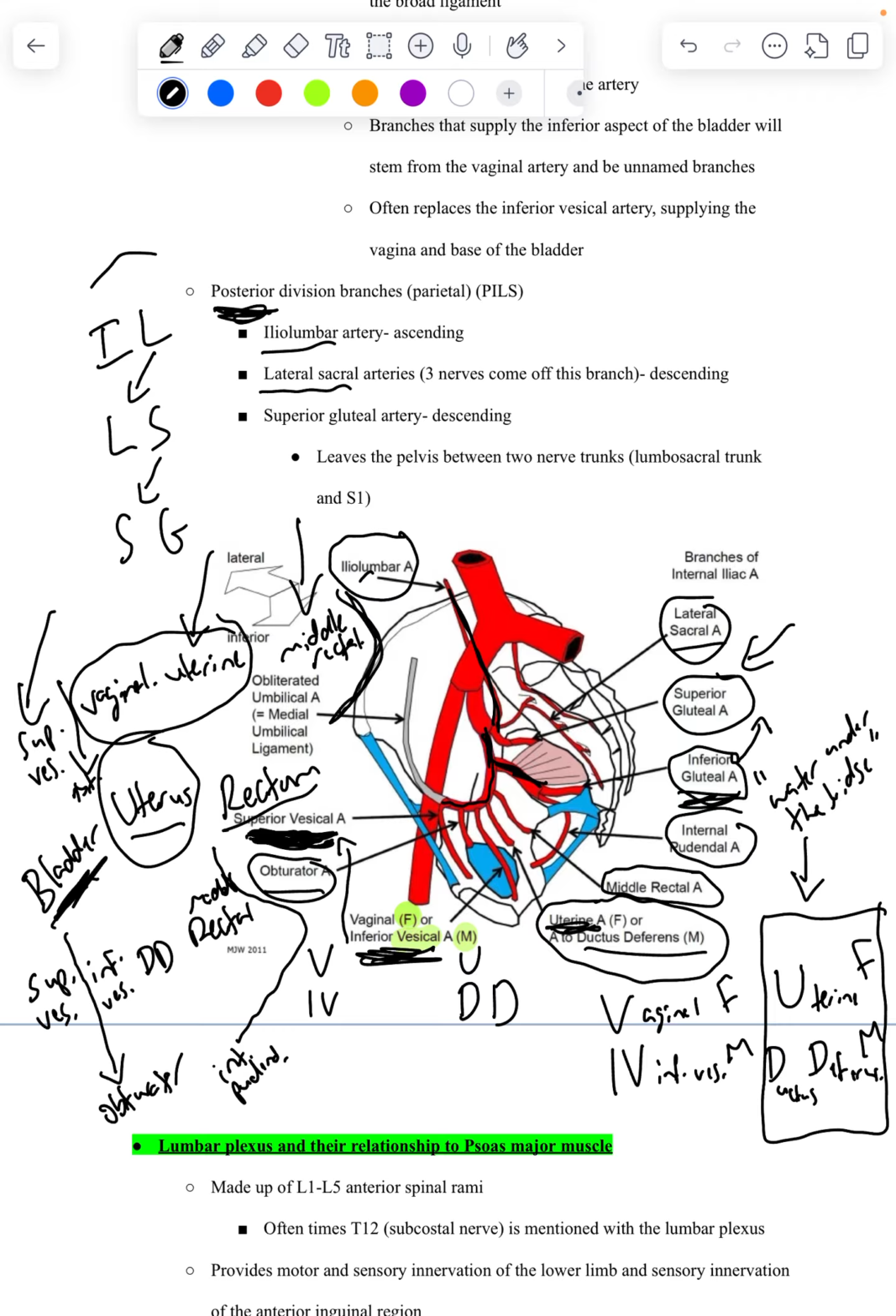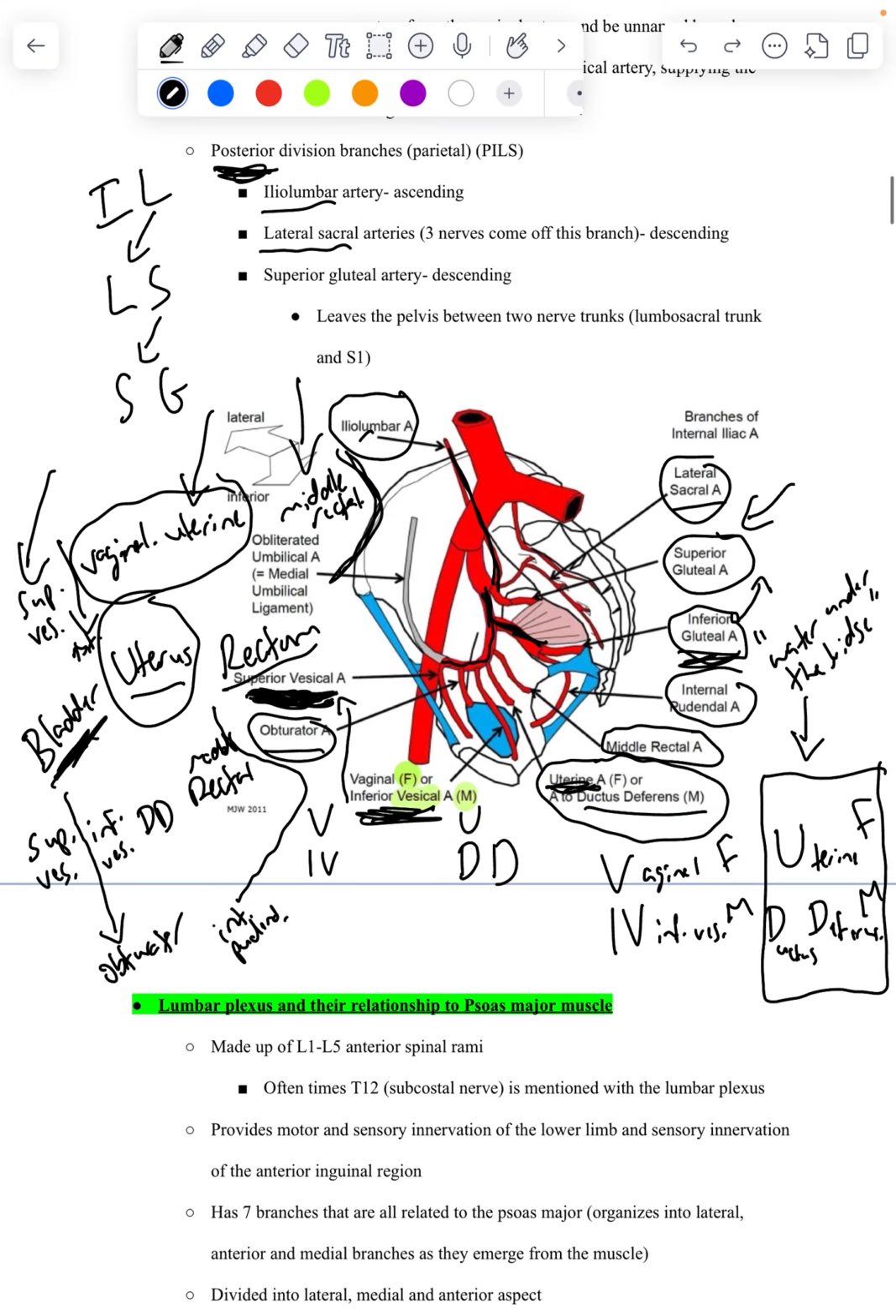So for the posterior, it's the one that ends, the letter that ends will start the other one. So IL, LS, SG. And then for the anterior branches, if you go from anterior to posterior, you just follow the order of bladder, uterus, rectum in females. And then you take the counterparts in males. And then the two that have a unique sort of pathway are the obturator, which goes just medial straight down through the obturator foramen. Then the internal pudendal artery, which has a wrap around it. It acts like it's going to go out, but then it comes back in.